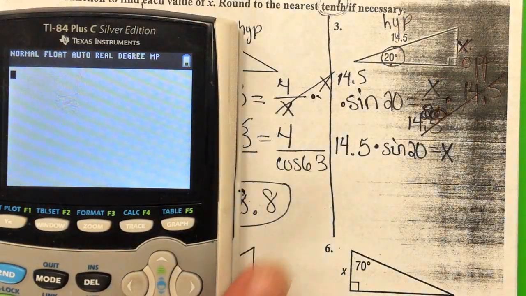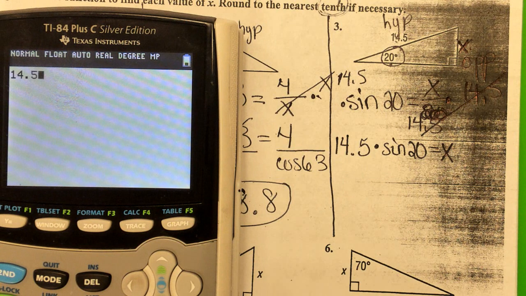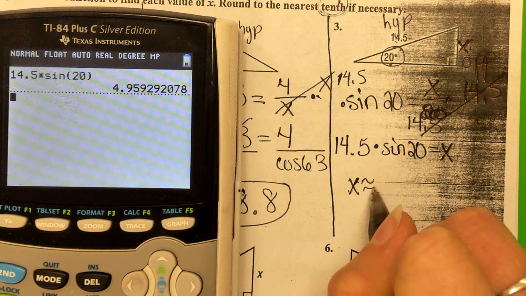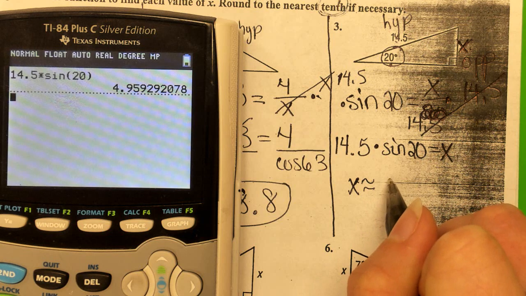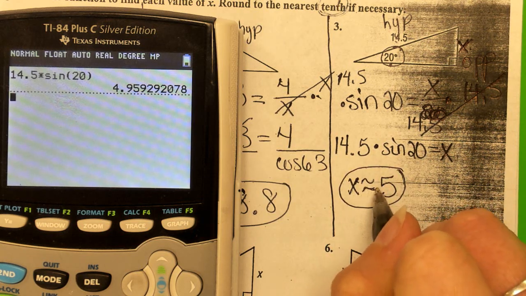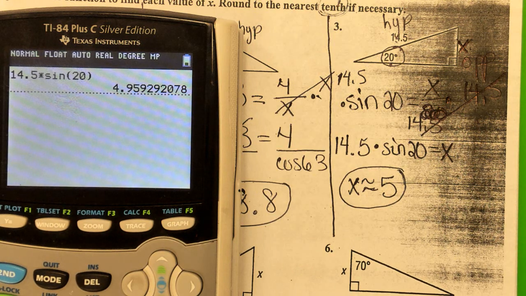14.5 times sine of 20. x is already by itself, so we're not doing anything else. 14.5 times sine of 20. What'd y'all get? Basically 5, right? Because it's 4.959. All those round up.